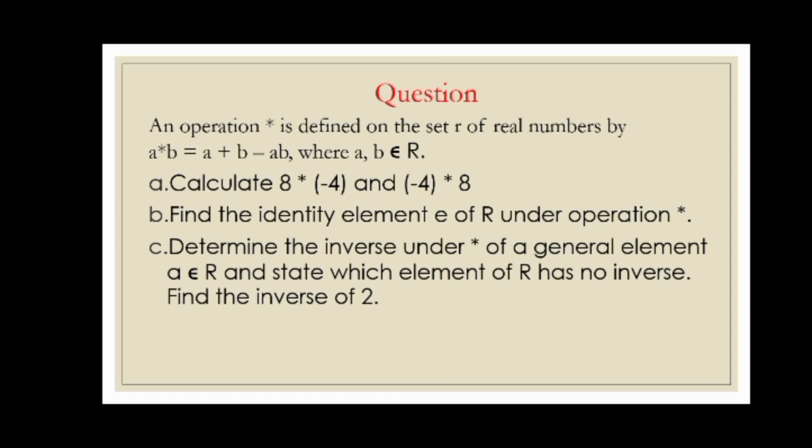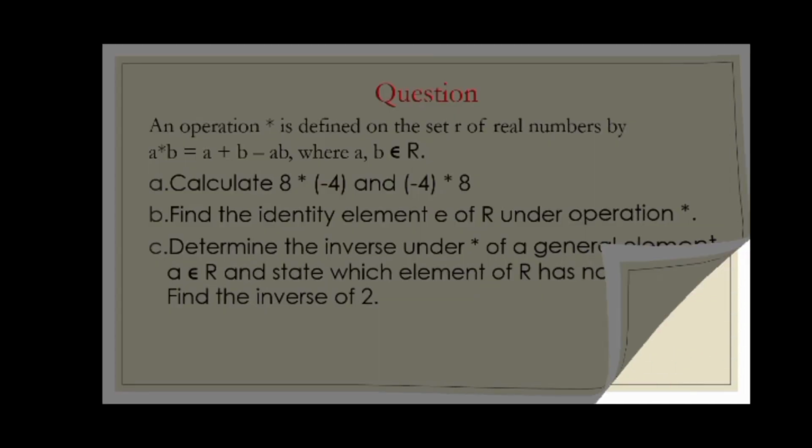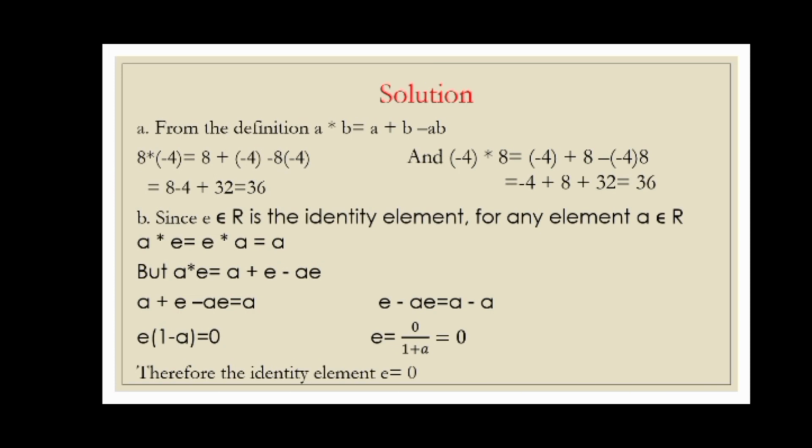Determine the inverse under star of a general element A belonging to R, and state which element of R has no inverse. Then you have to find the inverse of 2. Wow, okay, fine. Let's look at the solution.